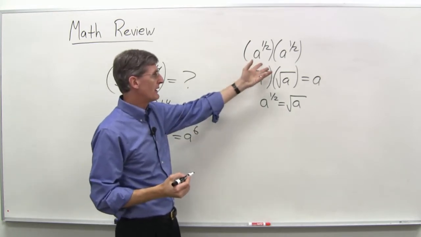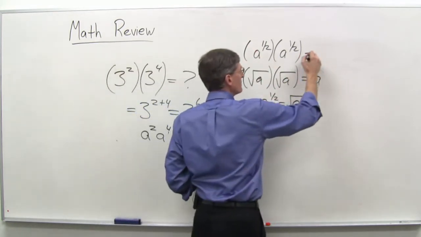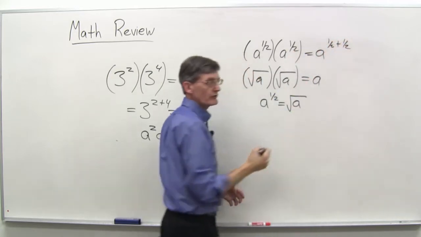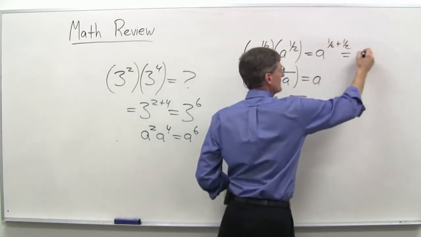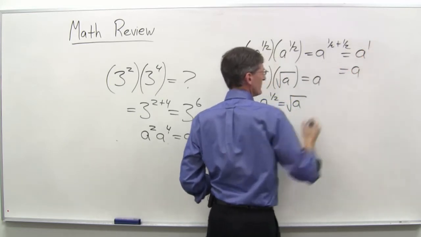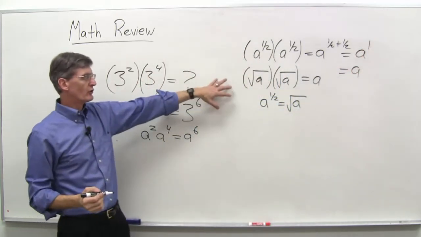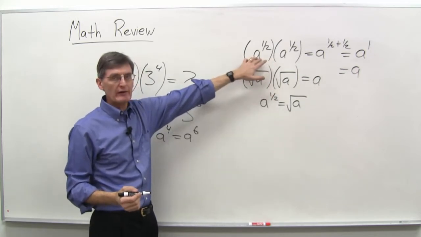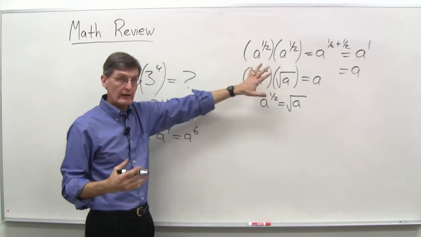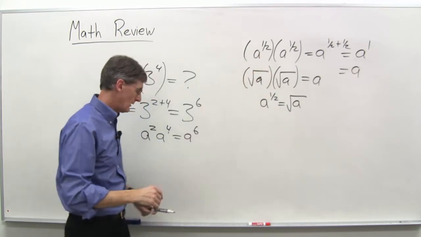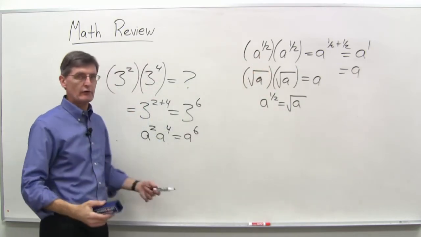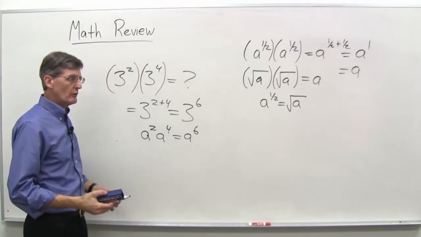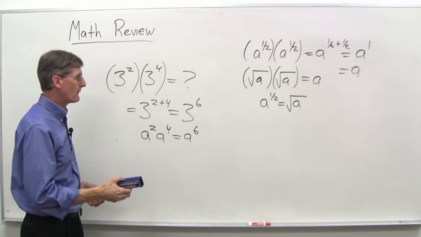A's are the same, like bases, so we add the exponents. This becomes a to the 1/2 plus 1/2, which of course is just 1. So we get a to the 1, which is just a. So what we've just shown in different notation, square root of a times square root of a equals a. So that's why we use a to the 1/2, that 1/2 exponent, as a symbol for square root of a, or it's equivalent to the square root of a. So that's a little bit with exponents, a few reminders about that.